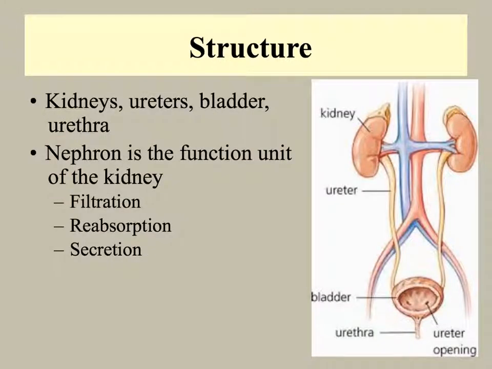The structure of the urinary system consists of just a few organs, the kidneys, which are connected to long tubes called ureters, which go to a storage organ known as the bladder, which has a connection to the outside world through the urethra. The functional unit of the kidney is the nephron, and this is the place where filtration happens and reabsorption and secretion.